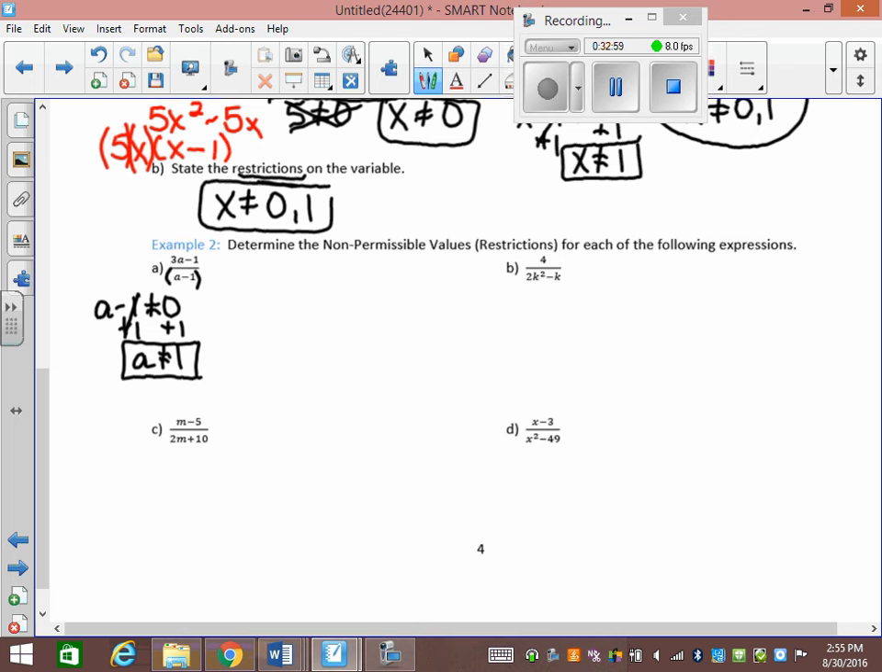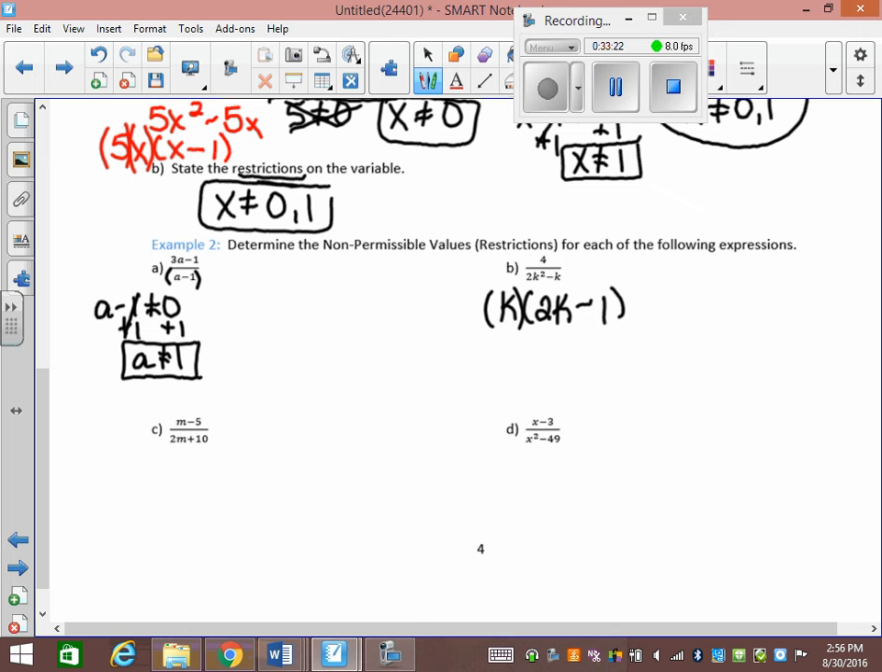Okay. So 2k squared minus k. If you take a k out, you're left with 2k minus what? 1. This k is by itself. Anything that's by itself in a bracket, you set equal to 0. So how many NPVs are you going to get from this one? At least 2, right? Because that's 2 brackets.